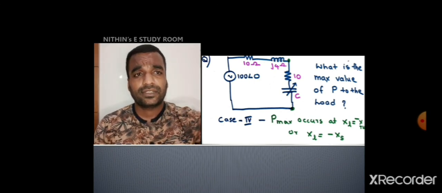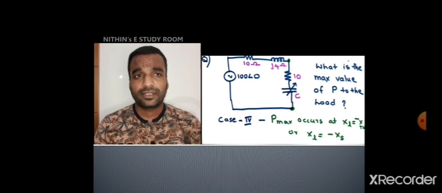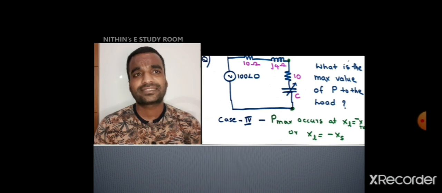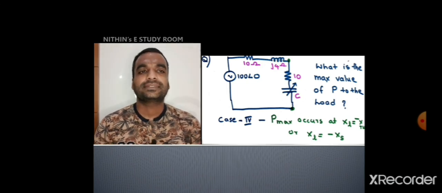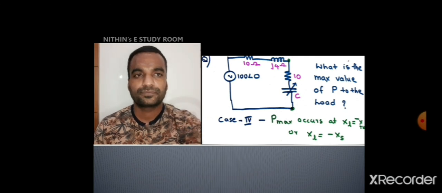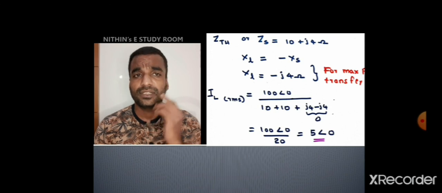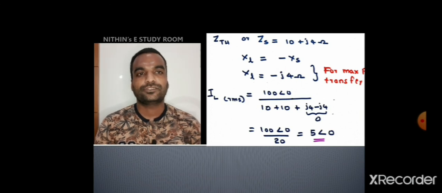And as in the load side, capacitor is the only one variable. So it is a case 4. And in case 4, we know that XL should be minus X Thevenin to get maximum power transfer. So X Thevenin, from the question itself, is equal to plus J4 ohm. So XC should be equal to minus J4 ohm. XL, the load reactance, should be equal to minus J4 ohm for maximum power transfer.